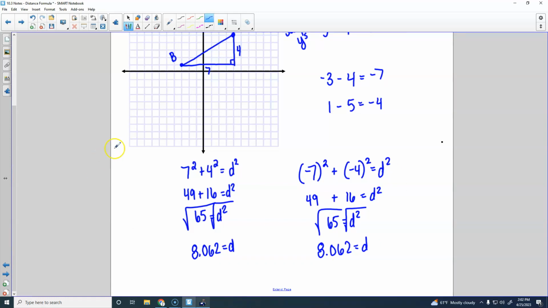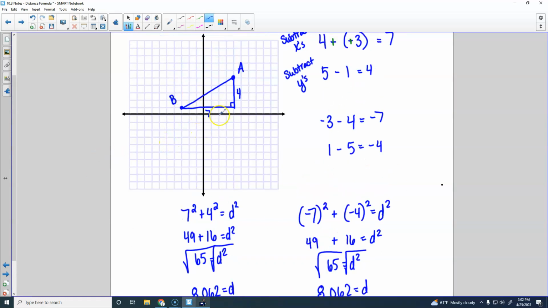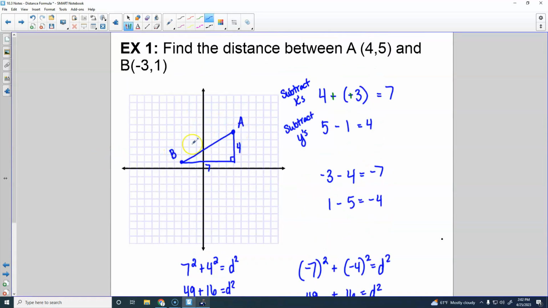So, our strategy that we can use here, and this will work every time, is to find your horizontal section of your triangle. You can subtract your x's. And to find your vertical section, you can subtract your y's. And it doesn't even matter what order you do that in, because even if it is negative, the Pythagorean theorem will take care of it whenever you square.